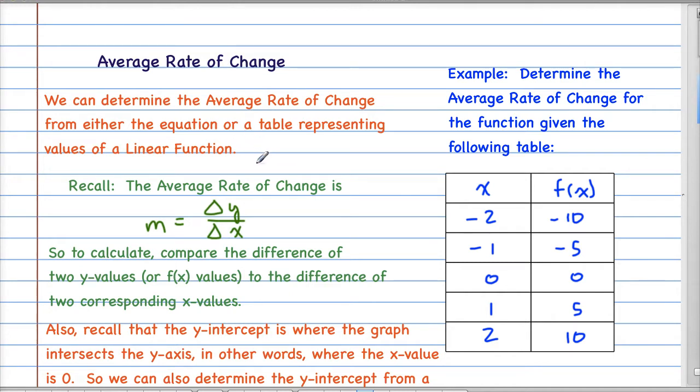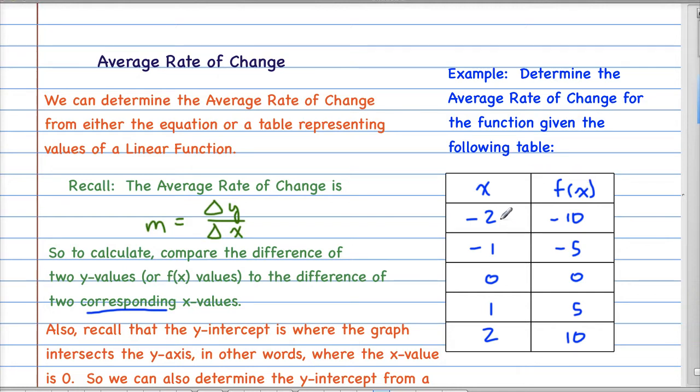We could use our slope formula, y2 minus y1 over x2 minus x1, remembering that the average rate of change is the change of y over the change of x. That's why we would do y2 minus y1 over x2 minus x1. But we can also use a table of values like we have right here to determine our average rate of change. So to calculate, compare the difference of two y values, or f of x values, remember y and f of x are interchangeable, to the difference of two corresponding x values. And so all we have to remember is that when we are comparing these values, we are using corresponding values.